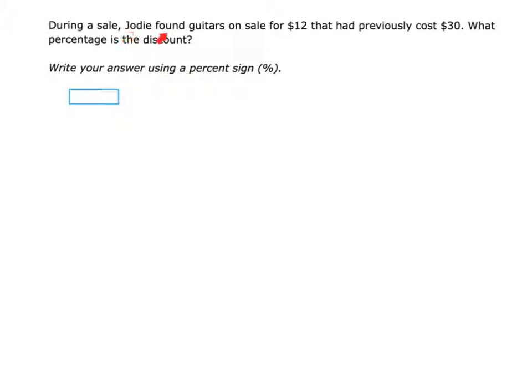During a sale, Jody found guitars on sale for $12. Wow, a guitar for $12. That's crazy. That had previously cost $30. So what percentage discount was that? So again, just as we saw before, what we need to figure out is the amount of the change. And you remember from our study of slope, I'm going to use the triangle to stand for change. It's just quicker than writing the word out.